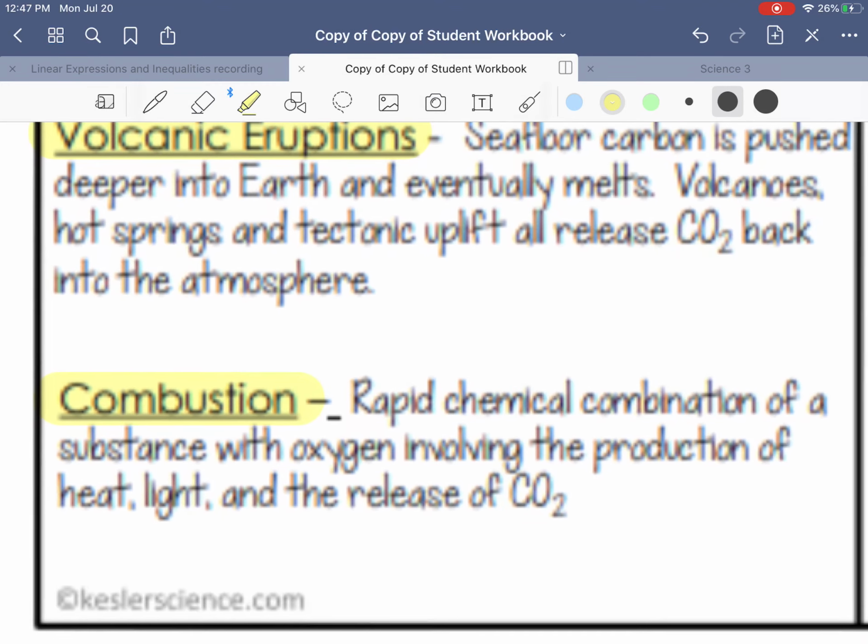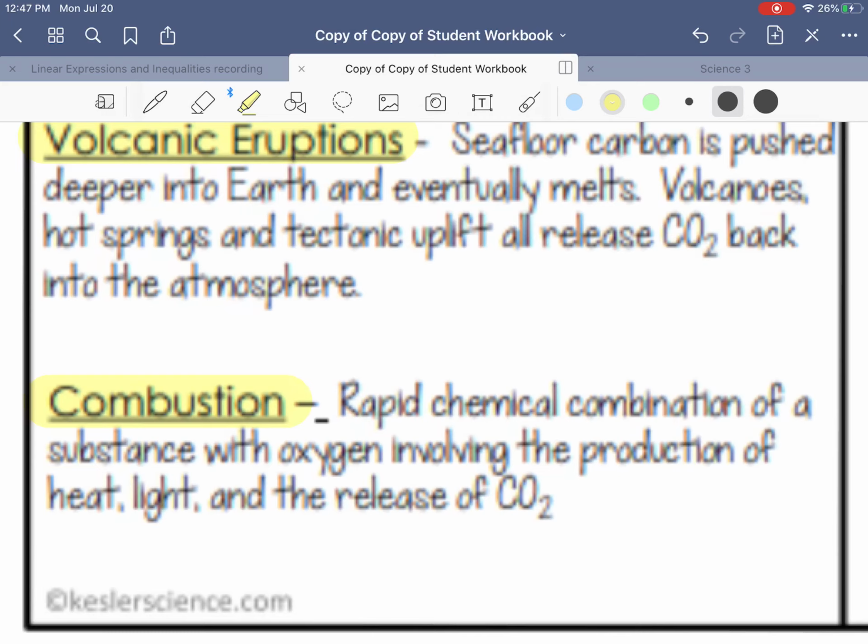Rapid chemical combination of a substance with oxygen involving the production of heat, light, and the release of carbon dioxide. Combustion is basically burning. When you light something on fire or something ignites, that is combustion. So there is a rapid chemical change when oxygen encounters that combustion. You know that oxygen feeds fires.